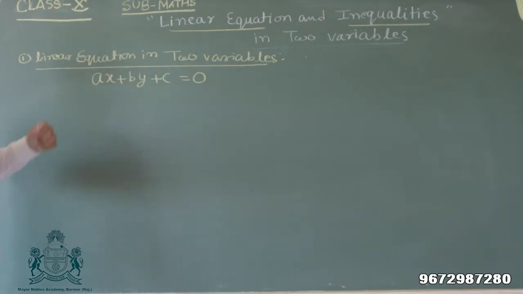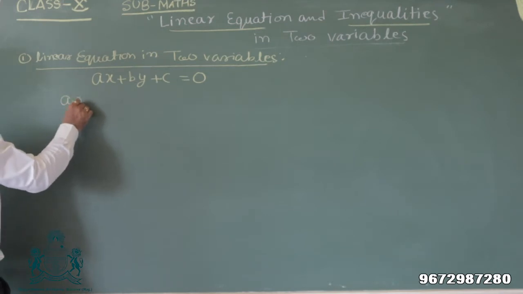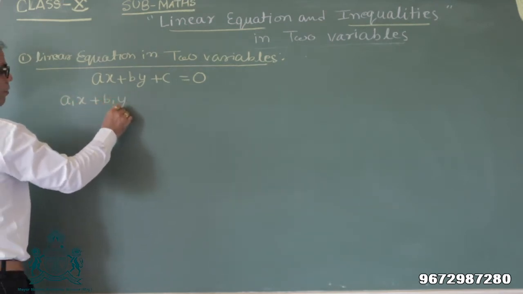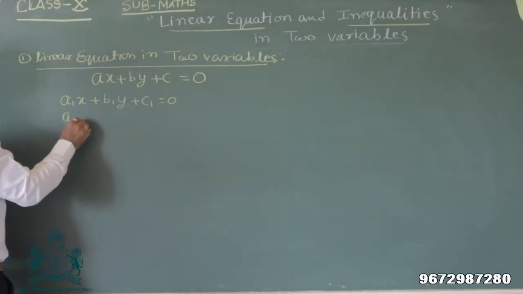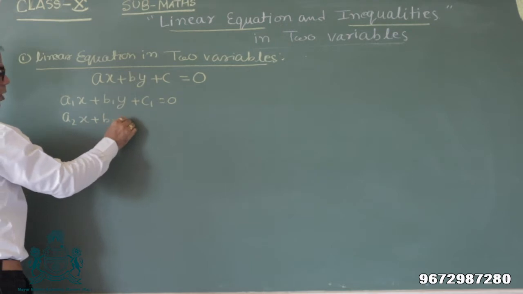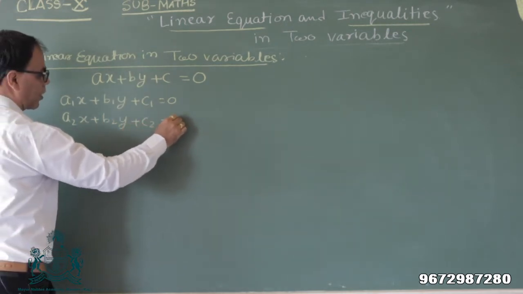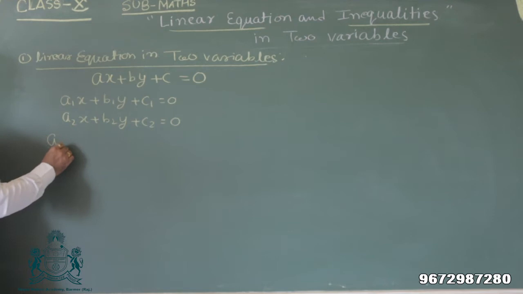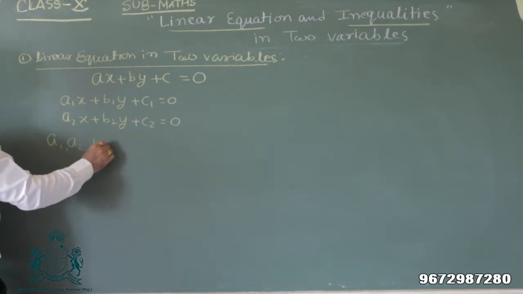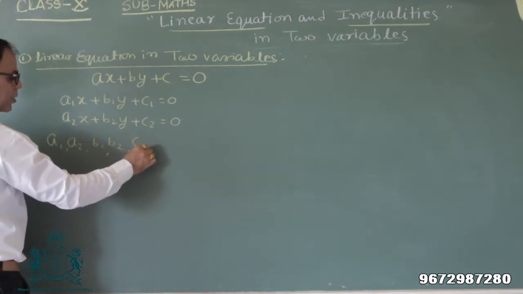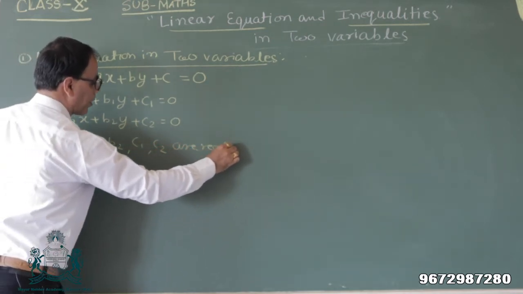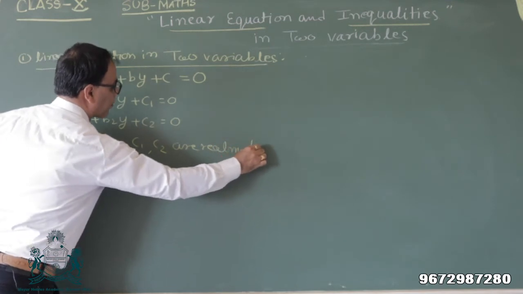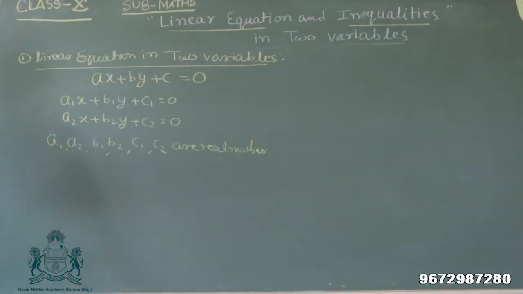Therefore, two equations: a1x plus b1y plus c1 equal to 0, a2x plus b2y plus c2 equal to 0, where a1, a2, b1, b2, c1, c2 are real numbers and x and y are variables.